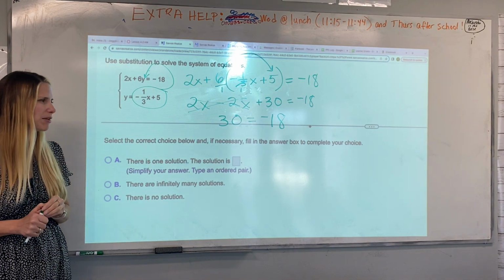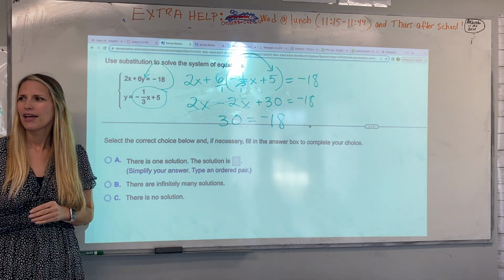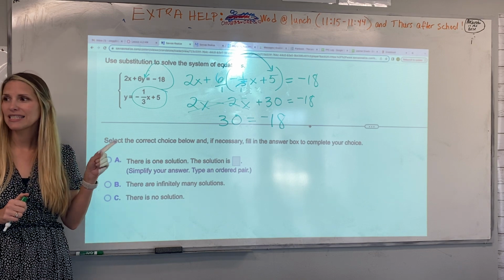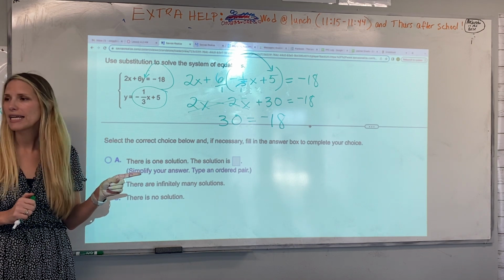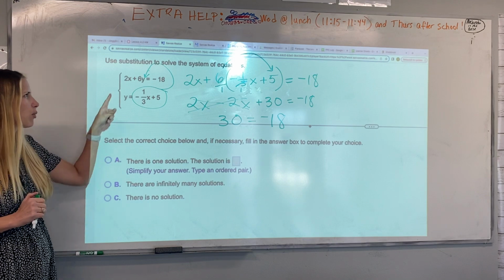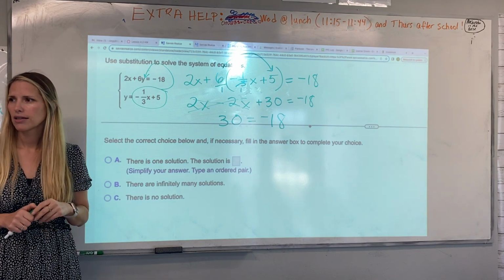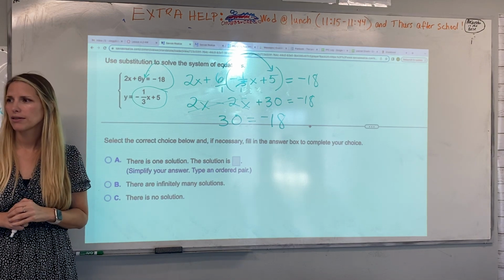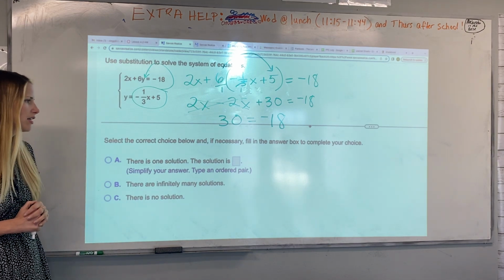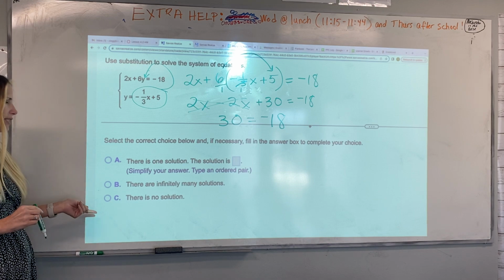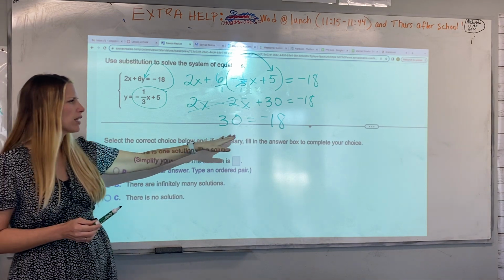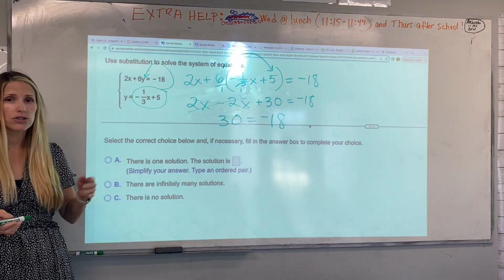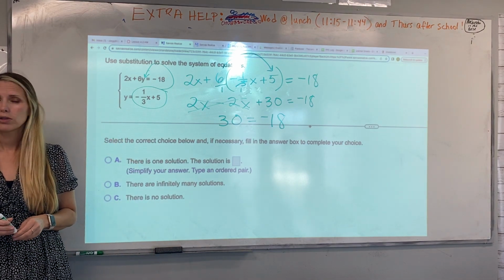We're left with a statement that isn't true. No solution. Correct. If we're left with a statement that is not true, then there is no solution. So what do you think these lines are? How could we describe these lines if there's no solution? Parallel. Very good. So we would choose there is no solution. If you get a statement in the end that eliminates the variable and it's not a true statement, that means there's no solution.